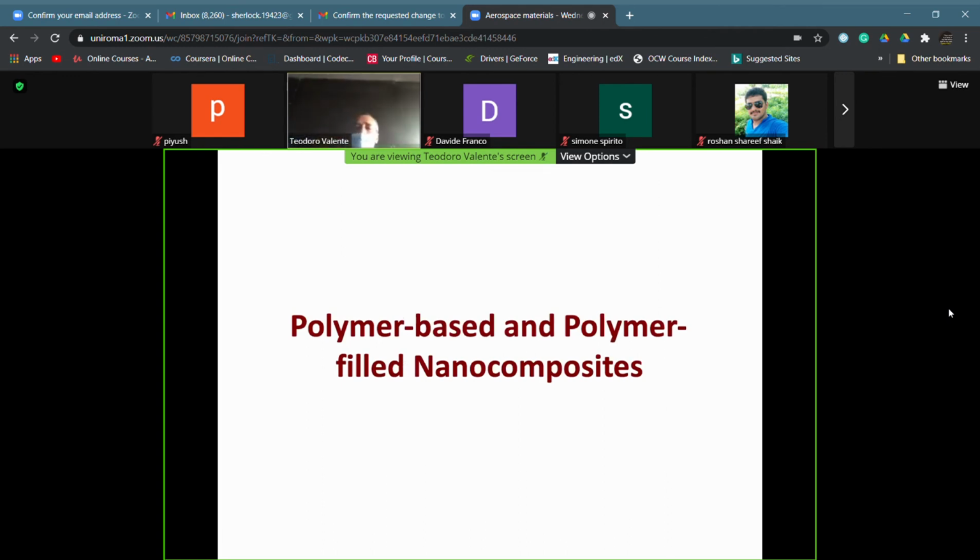Now, let's move to the other matrix, which is the matrix based on the use of polymer. If I should say, the classes of polymer-based nanocomposites are those which have been more studied, and which show properties, as we will see later on, which are very interesting from a technological point of view, from an engineering point of view.